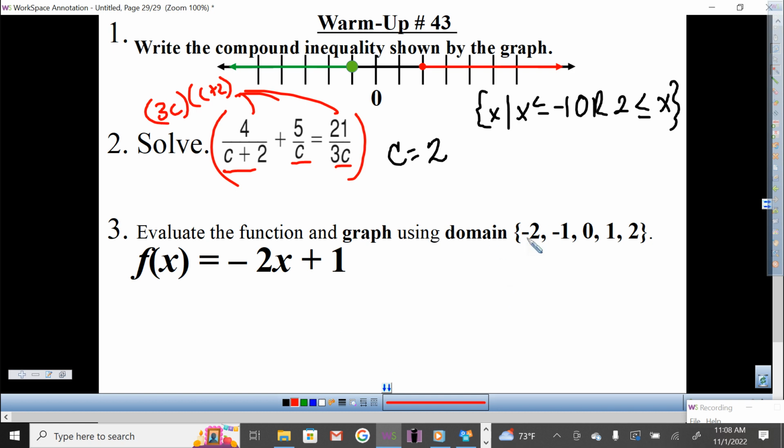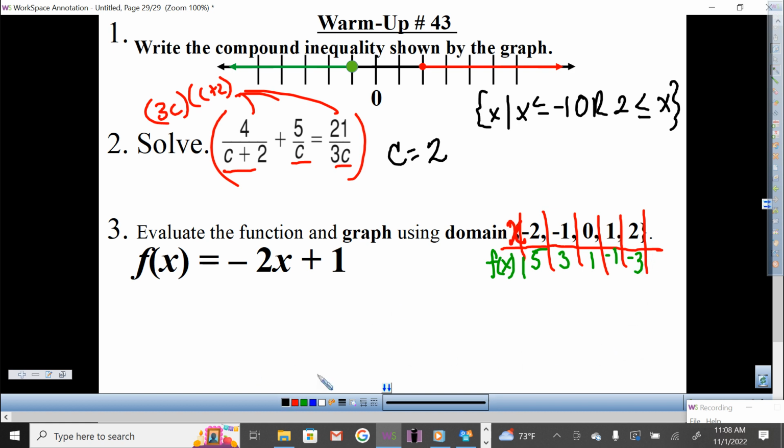Next, the domain. Everybody by now knows that we're talking about the x values, yes? All these are the domain. And f of x is our range. So our range is 5, 3, 1, -1, -3. Hands up if you got that.